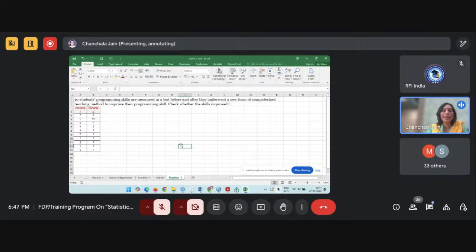Lastly, I explained the dependent sample status, that is the paired sample status. We have seen the concept, and then we have seen, according to the available data, how we can perform the paired samples or dependent samples test using Excel.